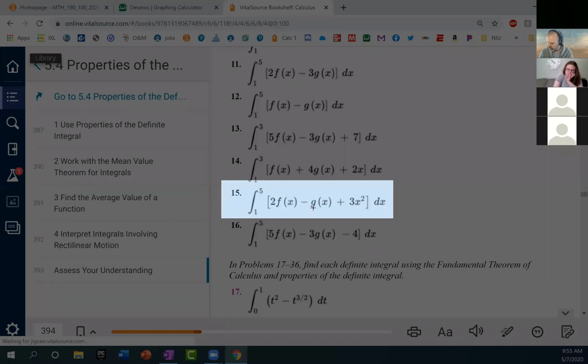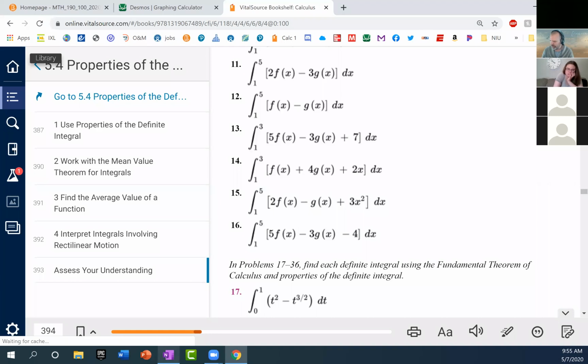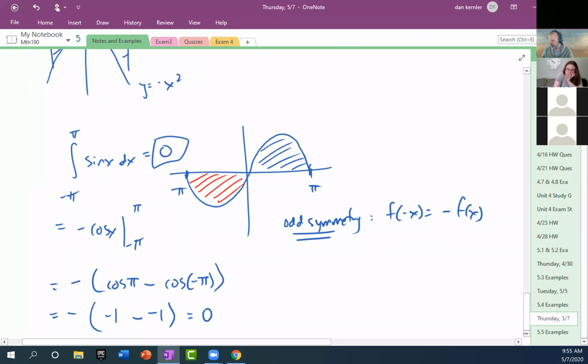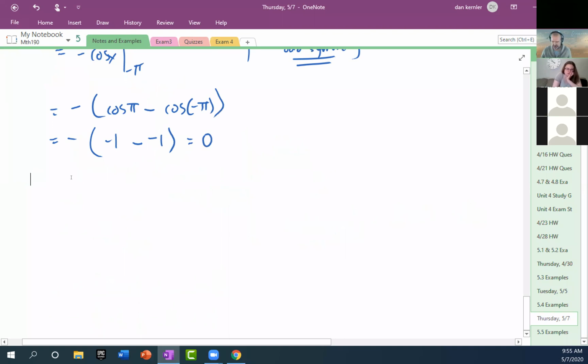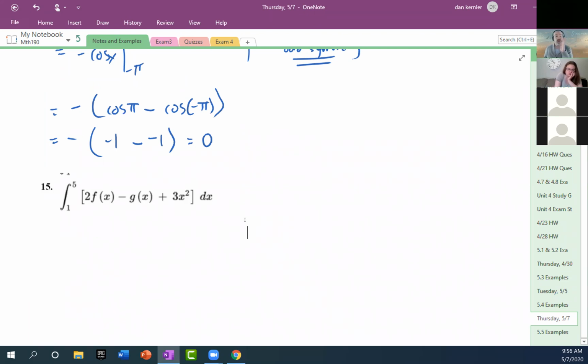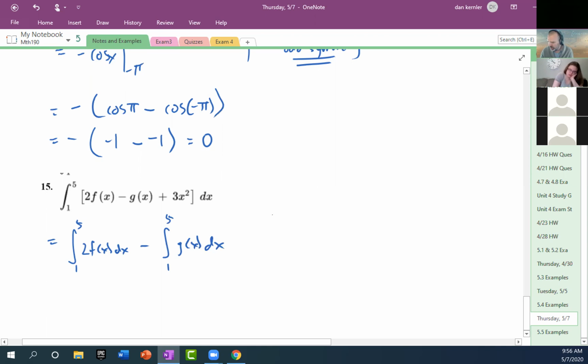Let's see here. And then we're going to need some more information here. I'm going to have to flip back over there because there's some more information that's going to be relevant. All right, so first, we have a definite integral, and the properties of integrals say when we have a sum or a difference, I think we mentioned that last time, subtraction is just adding a negative, we can take the integral of each part. So this will be the integral from 1 to 5 of 2f of x dx minus the integral from 1 to 5 of g of x dx plus the integral from 1 to 5 of 3x squared dx.